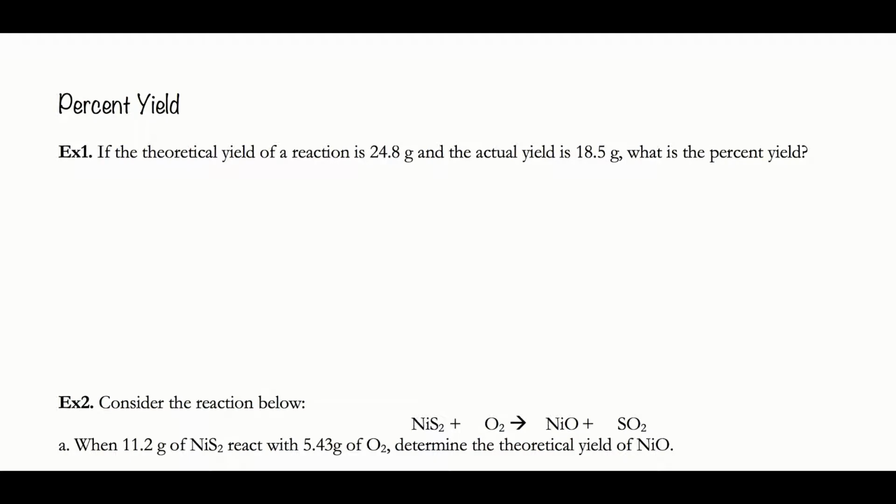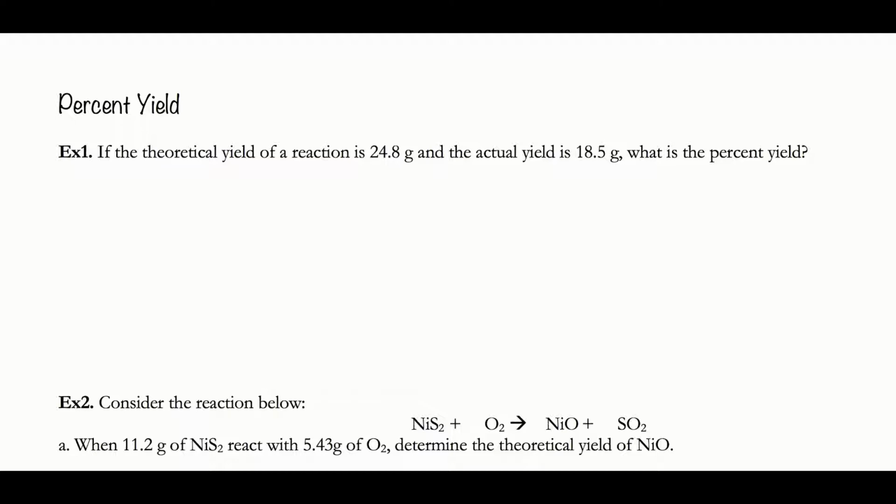Last lesson, we learned how to determine how much product is formed in a chemical reaction when given different quantities of reactants. And so the last concept we need to learn in this unit is percent yield. Now, percent yield tells us how effective our laboratory technique was. And so there are two major terms that we need to discuss in order to understand percent yield.